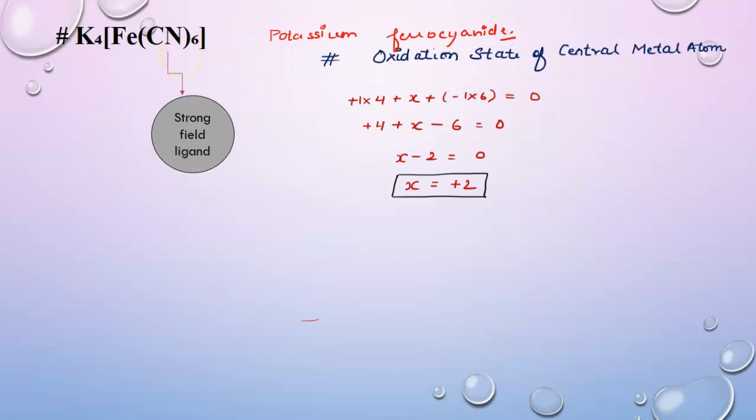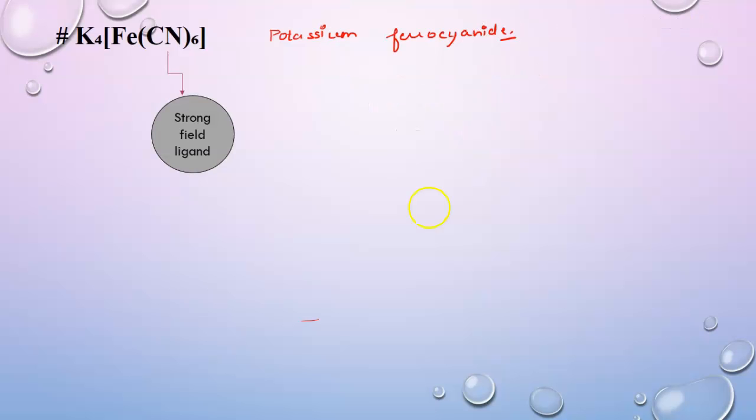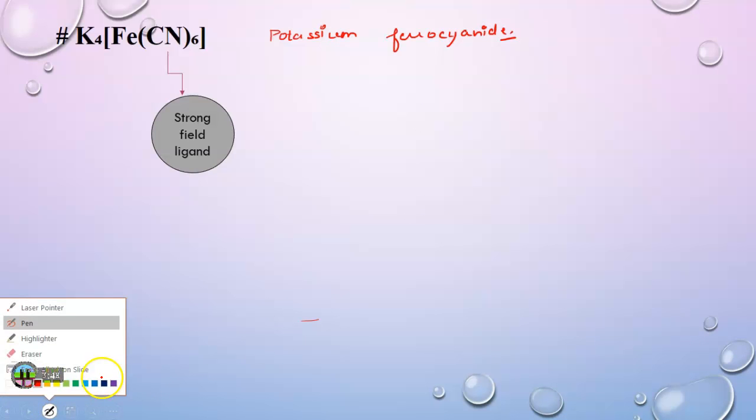Alright, so our very first example that you can see on your screen is potassium ferrocyanide, correct? K4[Fe(CN)6]. So before wasting our time, let's proceed further. As I told you, this is the example and its IUPAC name is potassium ferrocyanide, correct? Earlier in the previous video I told you that CN acts as a strong field ligand, correct? Now what is the first thing that you are required to do over here? Let me just clean the slide first.